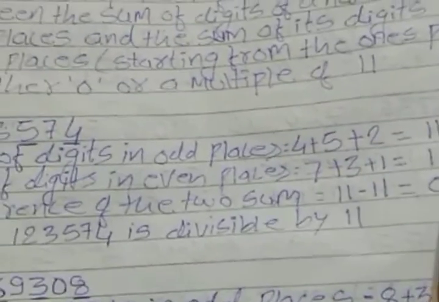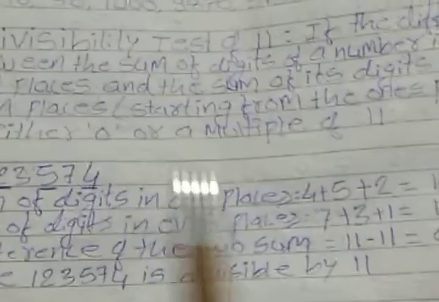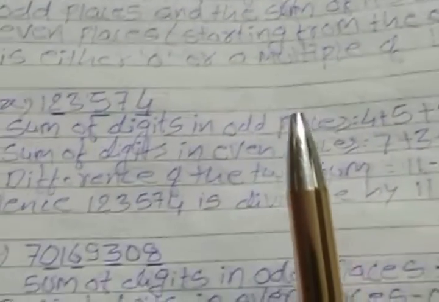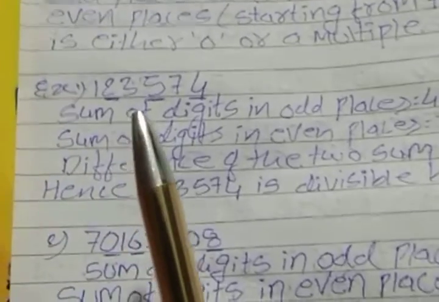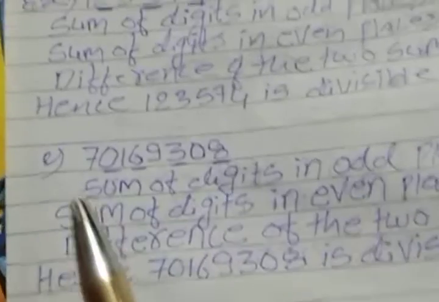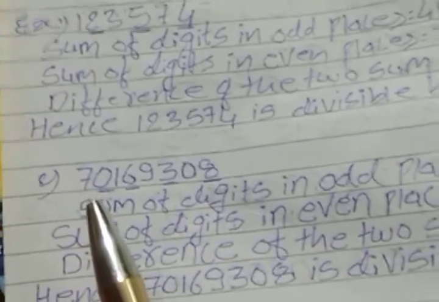So according to the divisibility test of 11, we saw that if the difference is 0 or 11 or a multiple of 11, then that number is going to be divisible by 11. So here 1,23,574 is divisible by 11. Here I have taken one more example so you can understand clearly.